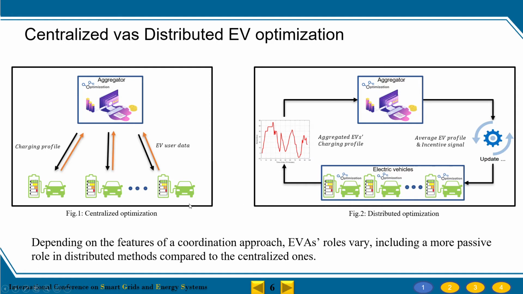So in the left side of the screen, you can see a centralized electric vehicle charging platform. So in that system, electric vehicles share all their information that is needed by the aggregator to solve the optimization for all of the agents which are electric vehicles here, and send the charging profile back to each EV. On the other hand, in the distributed platform, each EV solves its optimization by itself and send the aggregated EV charging platform, or it can be also individual, to aggregator, and aggregator sends just a signal to electric vehicles to just complete the loop.